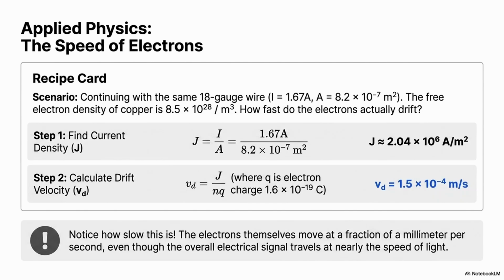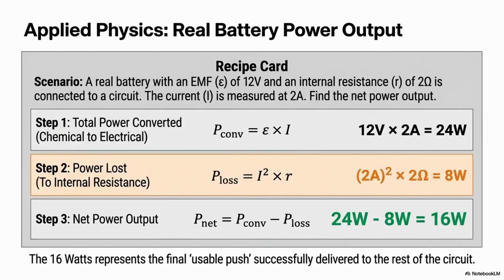Okay, let's look at the final slide, slide 14, real battery power output. We have a 12-volt battery with 2 ohms of internal resistance running a circuit at 2 amps. First, we calculate the total energy conversion. 12 volts of EMF multiplied by 2 amps gives us 24 watts of total power generated by the chemical reaction.